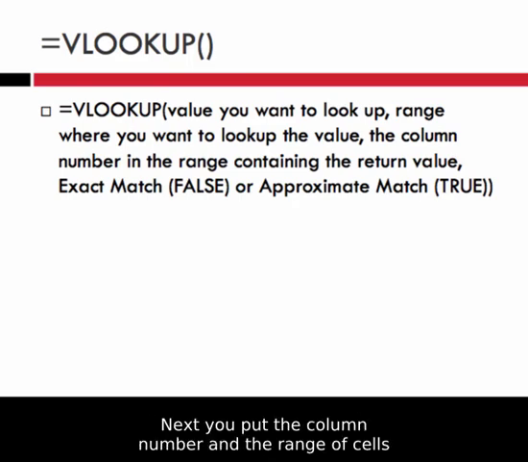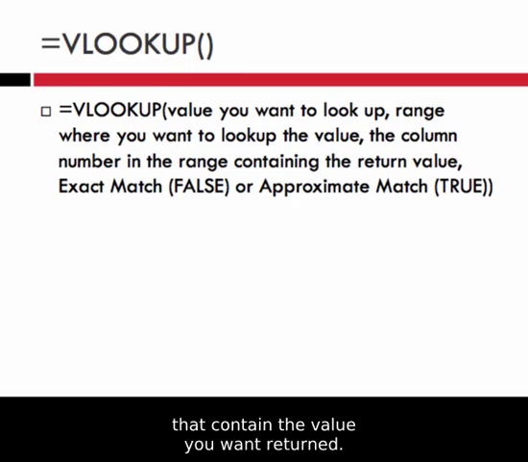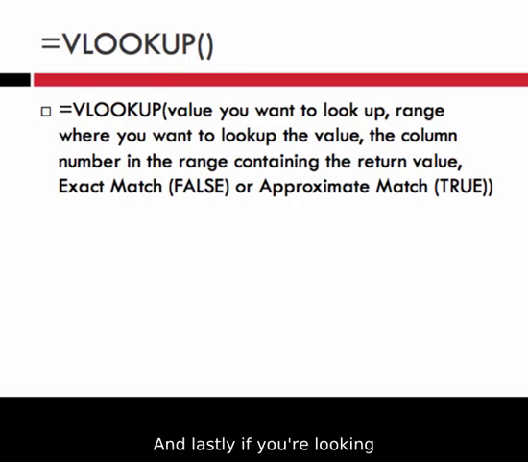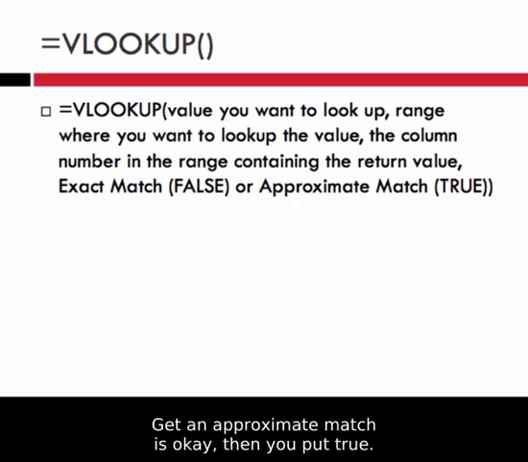Next, you put the column number in the range of cells that contains the value you want returned. And lastly, if you're looking for the exact value you said you're looking for, then you put false. If an approximate match is okay, then you put true.